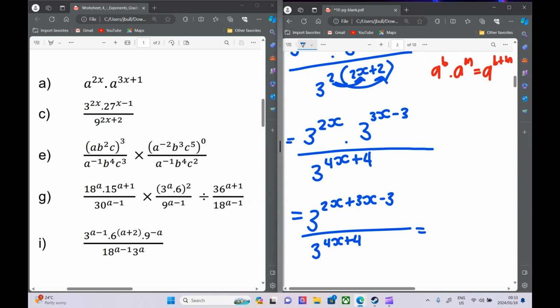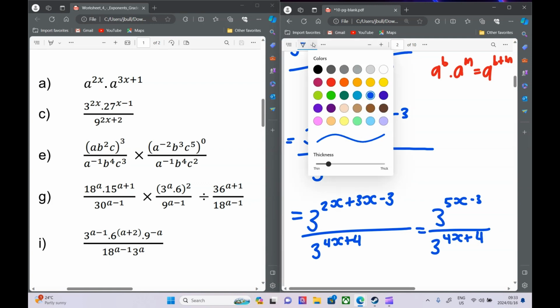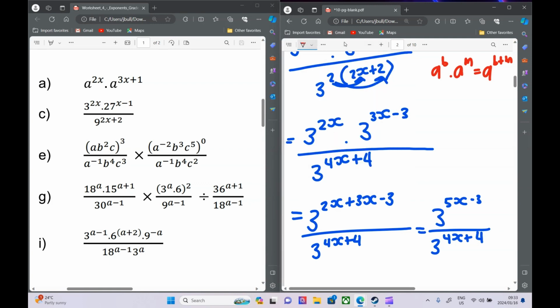Okay, let's simplify the top. So at the top it's going to be 2x plus 3x is 5x minus 3. And at the bottom we still have this 4x plus 4. Okay, there is another law that we can use now. So if we are dividing numbers with exponents, there is another law. And let's write down this law.